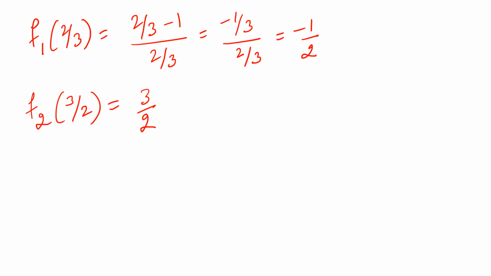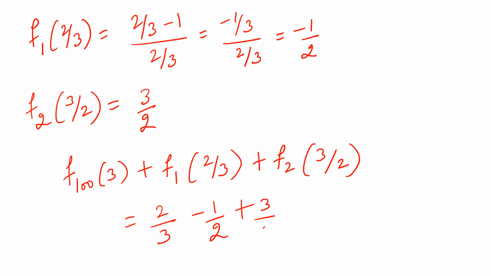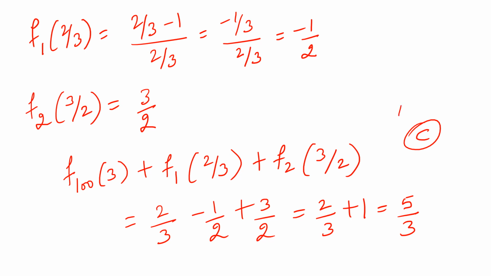Now finally, we have to find the sum of all of these values. So it becomes 2 by 3 minus 1 upon 2 plus 3 upon 2. And this is finally 2 by 3 plus 1 or 5 upon 3. So hence option C is the correct one.